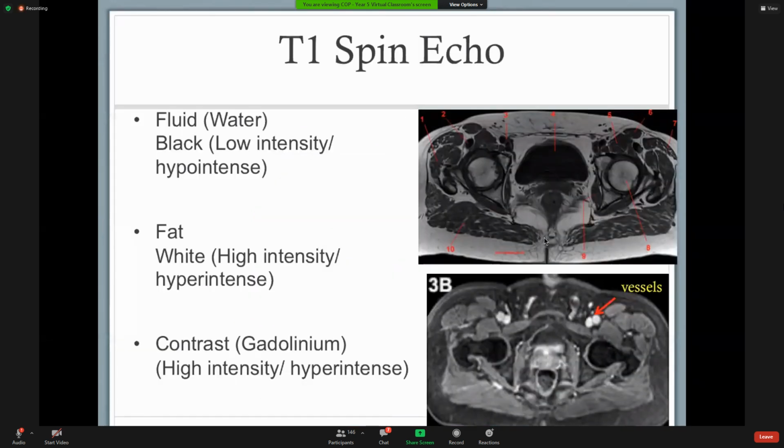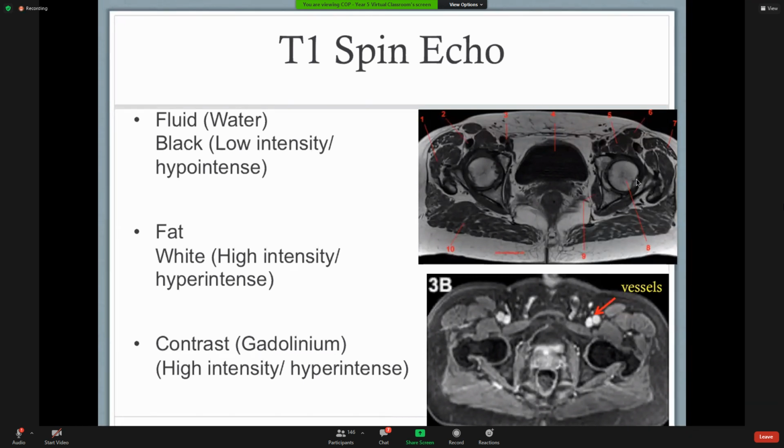So what does that mean when it comes to the image? This is a cross-sectional image of the pelvis. This is a T1 weighted sequence. Now, a T1 weighted sequence can be used without contrast, but also with contrast. And we know this is an image with contrast because the vessels here, which are the femoral artery and veins, are high signal. They are high signal because gadolinium was injected.